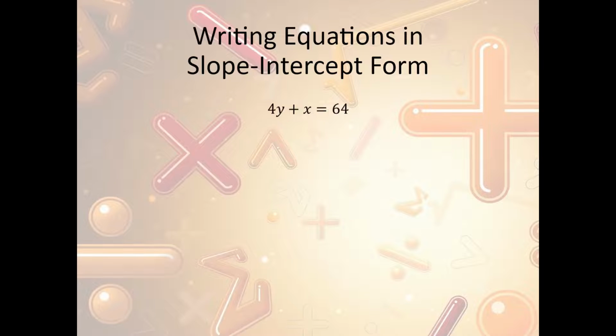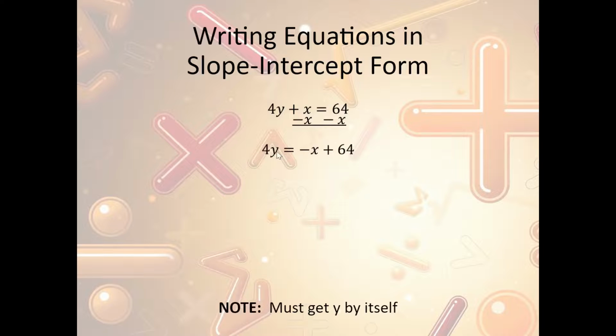Let's look at another example. We have 4y plus x is equal to 64. Well, same thing. I'm going to go ahead and get rid of the x first. So it's a positive x, so I'm going to subtract x to get it to the other side. And I'm left with 4y on this side. And I got negative x and 64 over here. So I got 4y is equal to negative x plus 64.